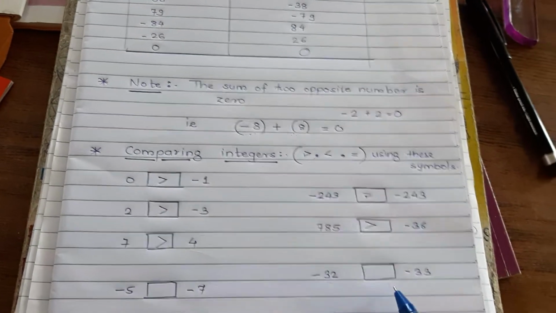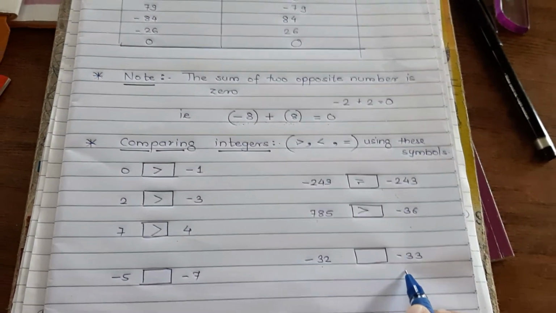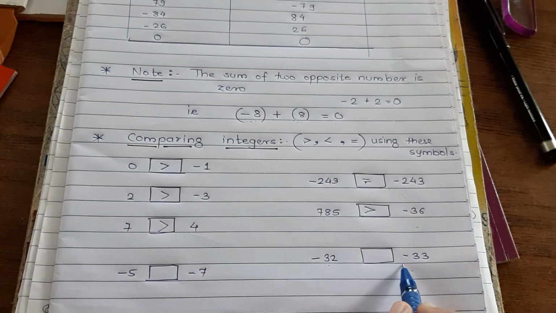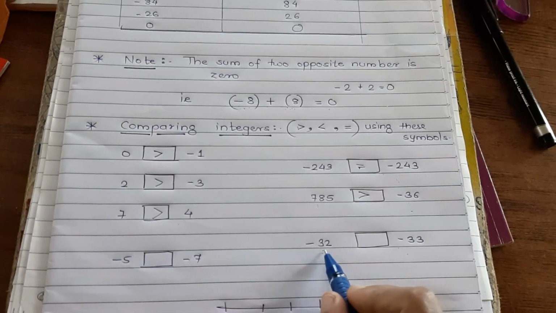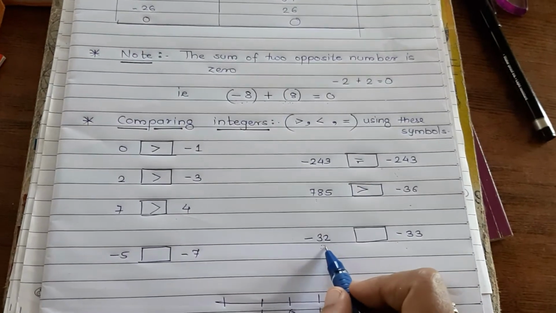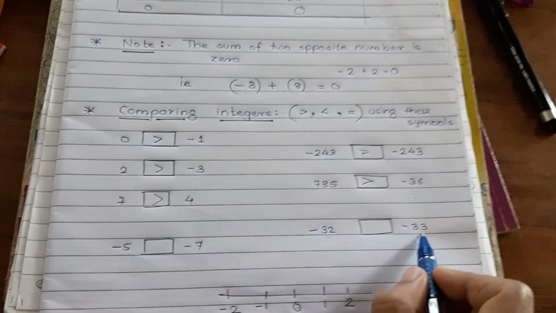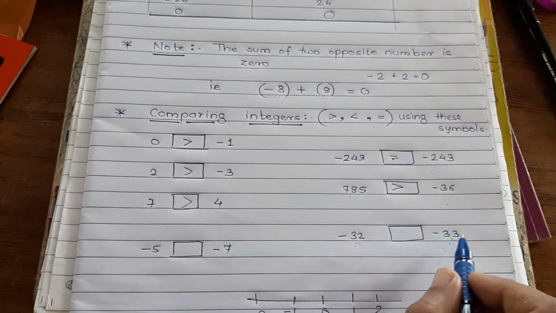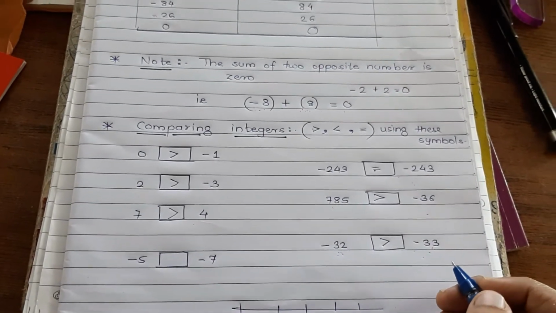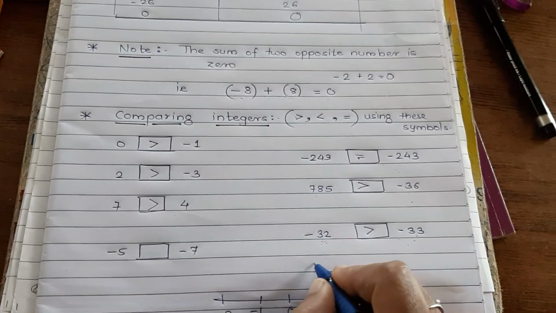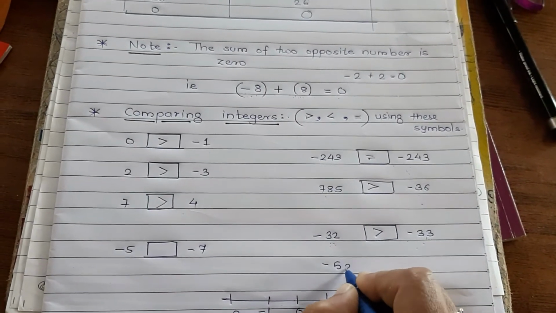And minus 32, minus 33. Now clearly see over here, both have a minus sign. The one which seems to be smaller, actually minus 32, will be bigger than this number. You will be thinking, 33, so this will be bigger. No. Minus 32 will always be bigger than minus 33. I will give you one more example, minus 52.